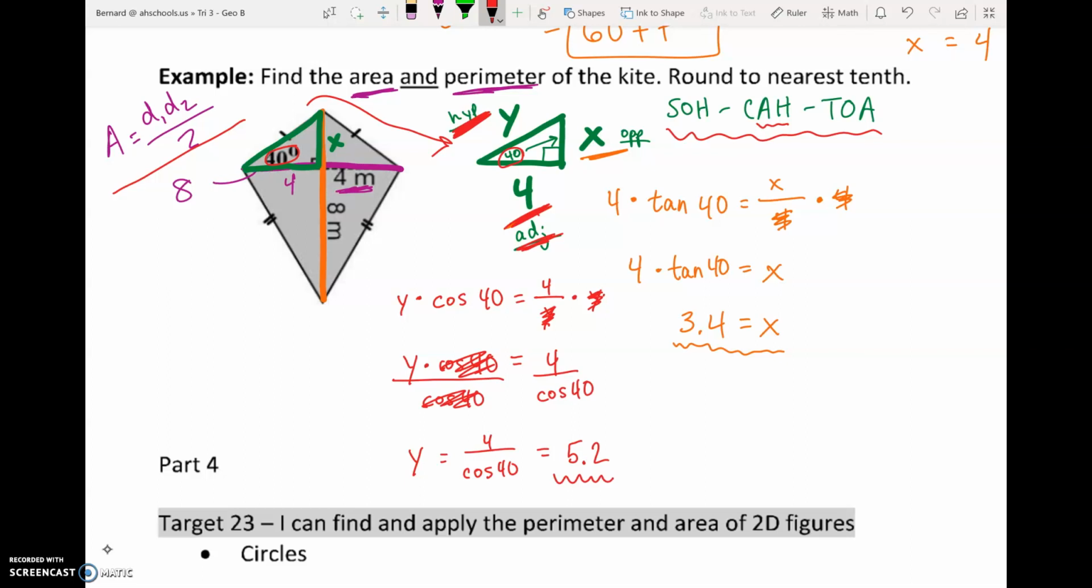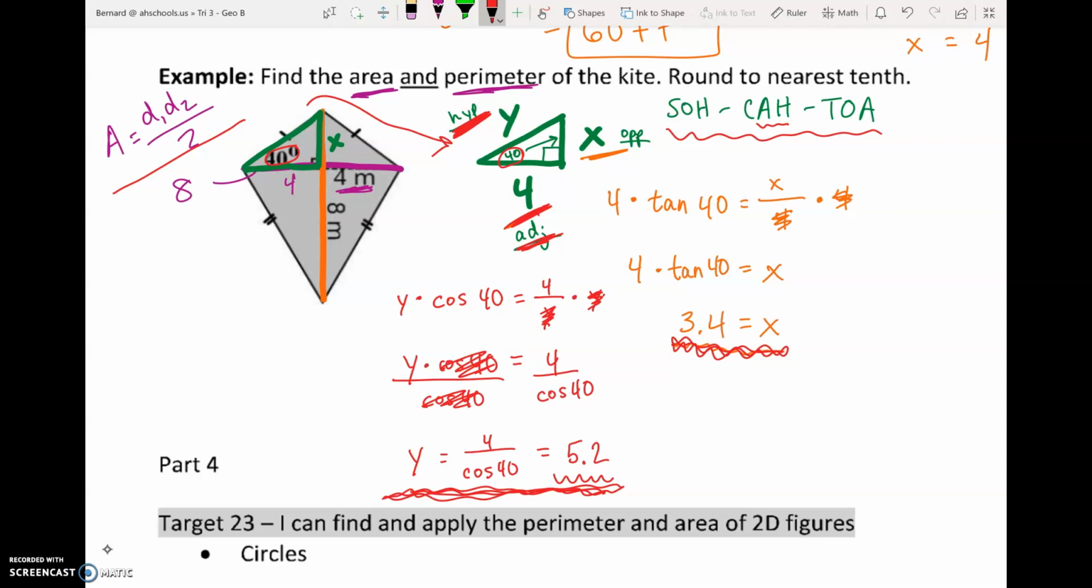In orange, that's me solving for x here. I set up that the tangent of 40 equals x over 4, and then I solve for x. And for y, that's what's happening down here in red. I did the same thing, but for y, it didn't deal with the tangent. It dealt with the cosine. I set up cosine of 40 equals 4 over y, and I solved for y.